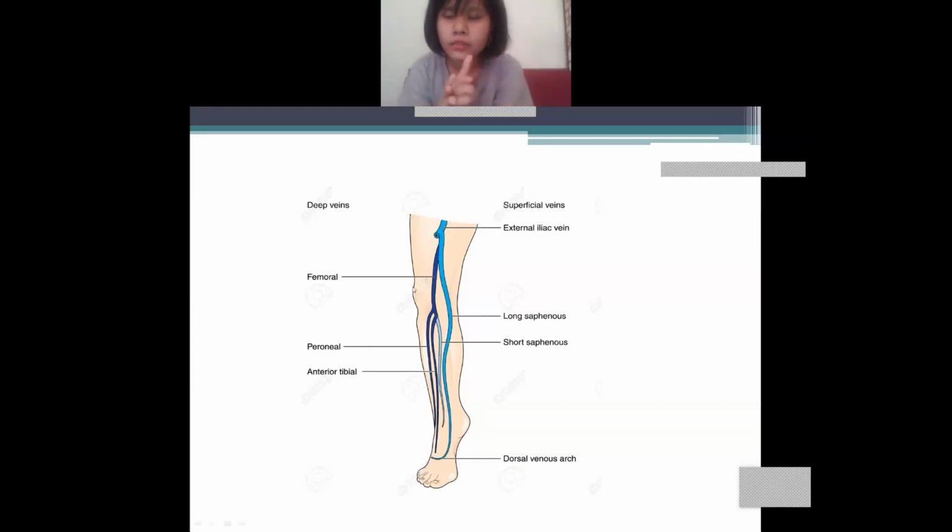Arteries and veins, they are nearby each other. So the femoral veins or the deep veins also play an important role along with the arteries, which are nearby them. Did you understand till here? Till the femoral veins, everyone? Yes or no?